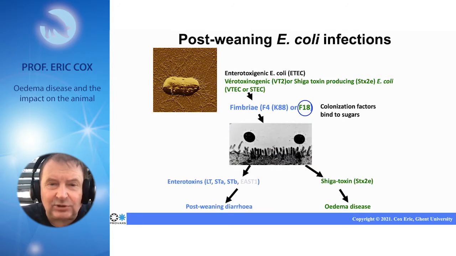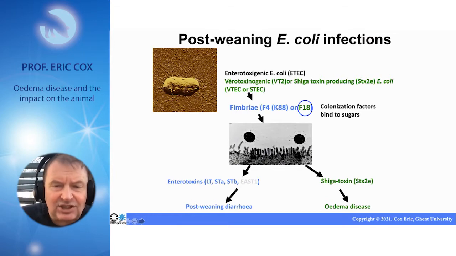You have the enterotoxigenic E. coli and the Shiga toxin producing E. coli, which are also called virotoxigenic E. coli. So both names are used in practice and are equally well used or equally allowed. The enterotoxigenic E. coli produce enterotoxins, which you probably know. The LT is the thermolabile enterotoxin, and two thermostable enterotoxins, STA and STB.